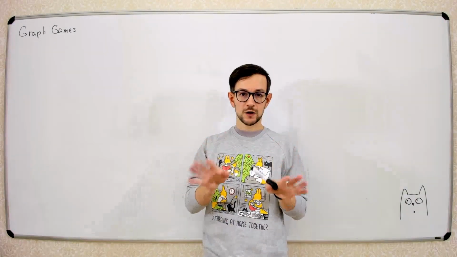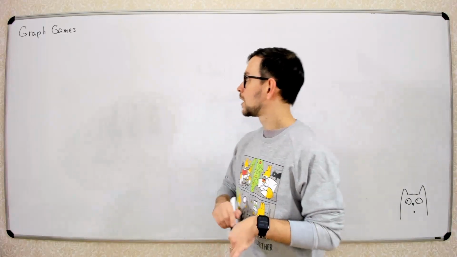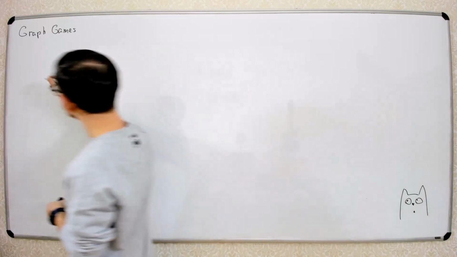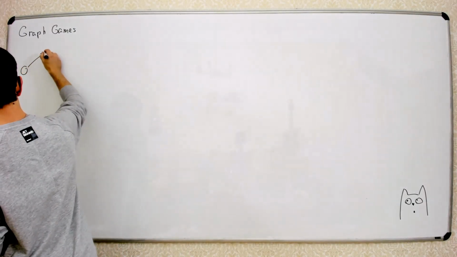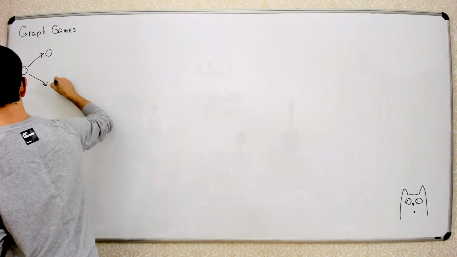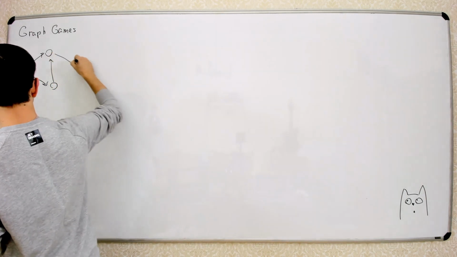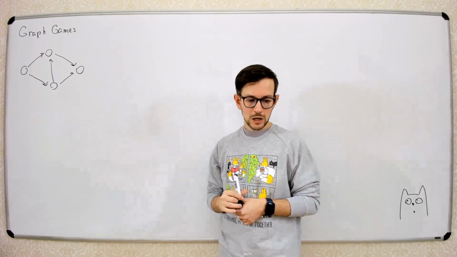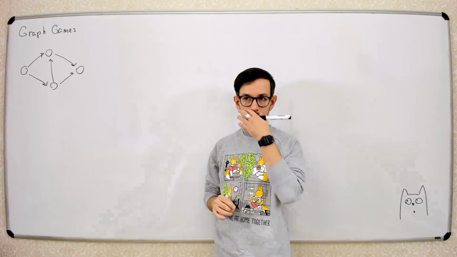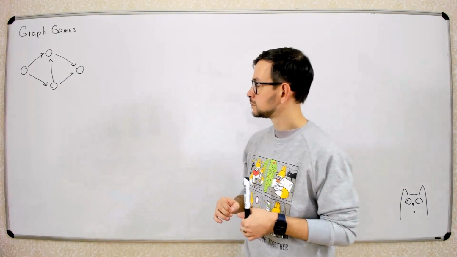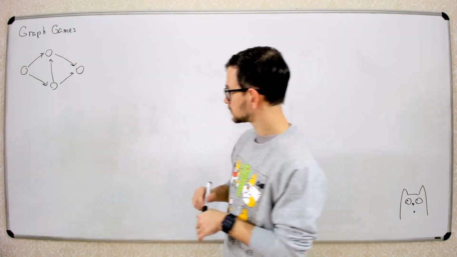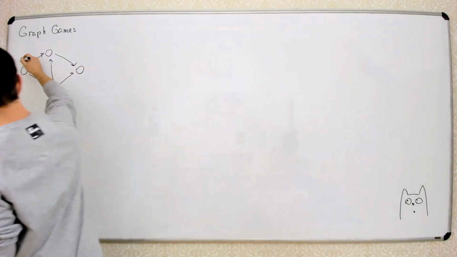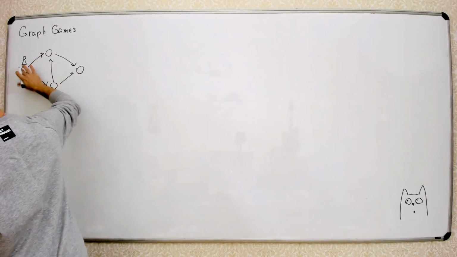The most classical graph game looks like this. You have some graph, a directed graph, something like that. And you play the following game. You have a special token. It is placed in some vertex of the graph, like this.